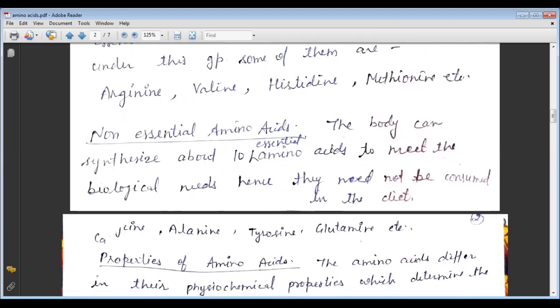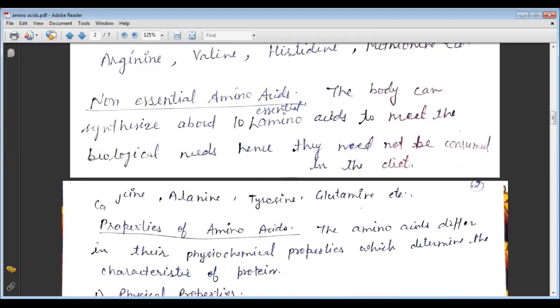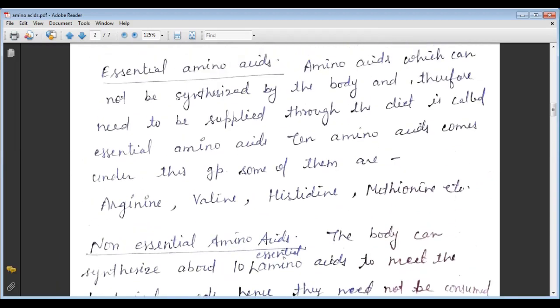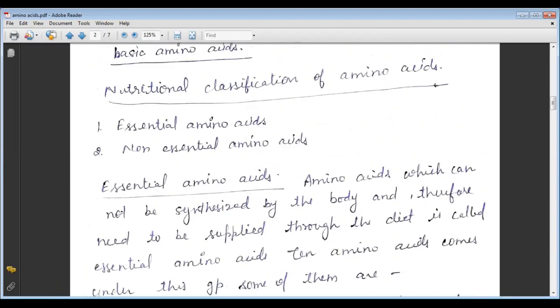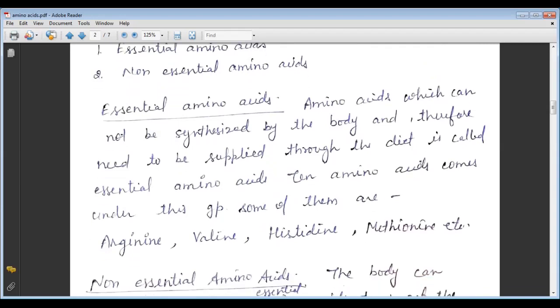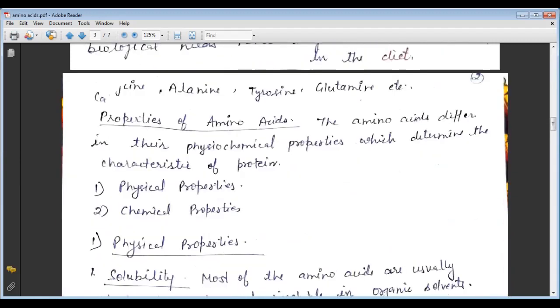So these are the non-essential amino acids. Examples are glycine, alanine, tyrosine, glutamine, etc. So now we know about the classification which is based on nutrition. There are two types of amino acid, one is essential and the second is non-essential. Essential means which cannot be synthesized by the body and non-essential is synthesized in the body. So these are the essential and the non-essential amino acids.